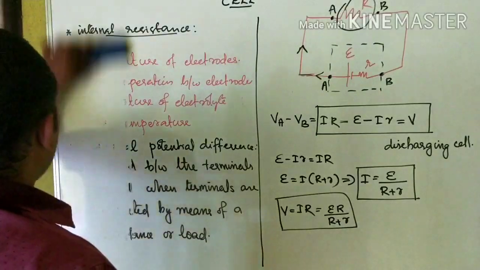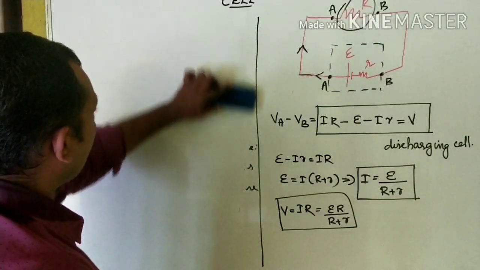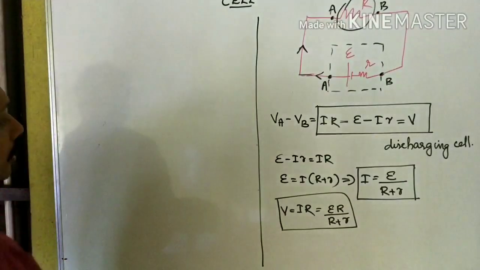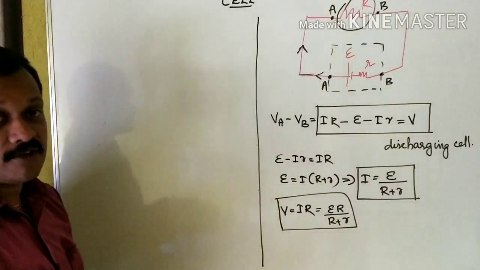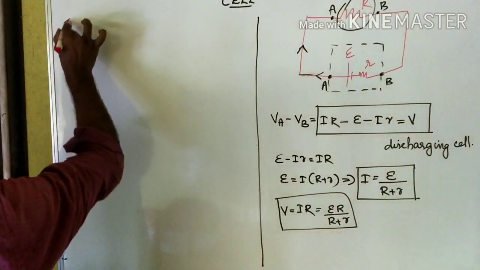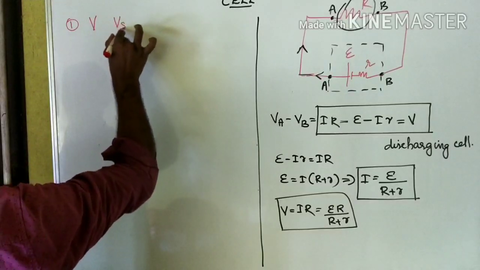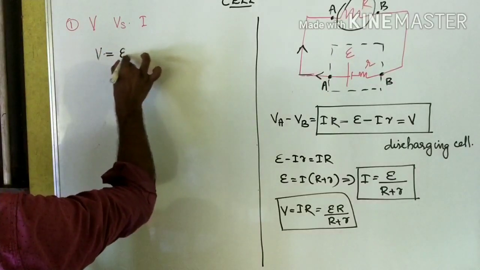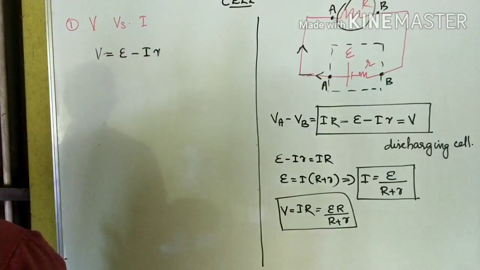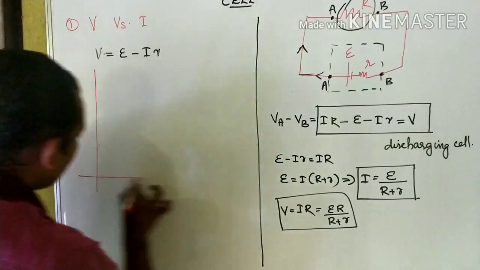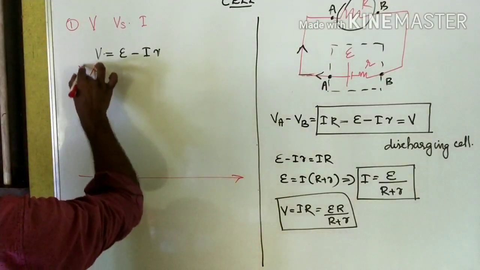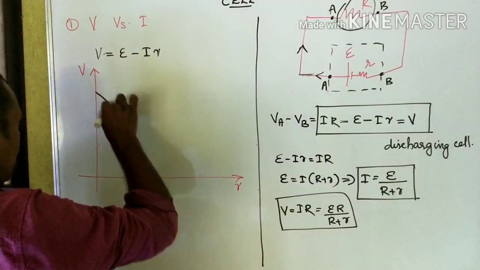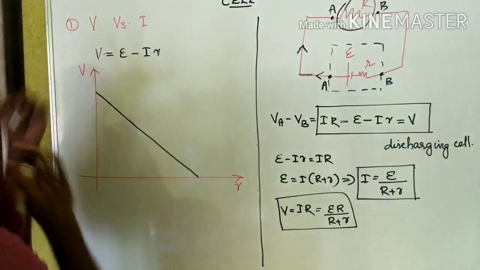Now we will have the graphical representation for terminal potential versus I and terminal potential versus capital R. First graph I am going to write is terminal potential versus I. Now we have the formula for terminal potential V is equal to epsilon minus I into small r. If I plot a graph between V and I, what will be the shape of the graph? The shape of the graph is going to be something like this.